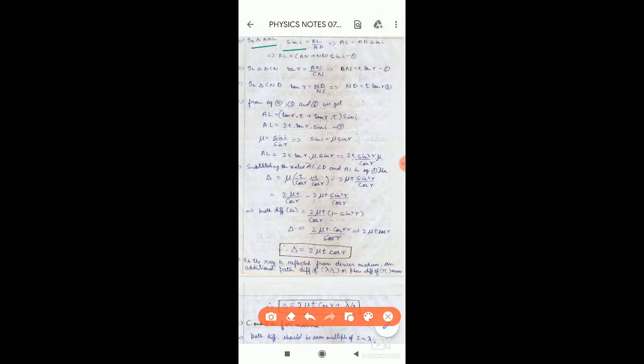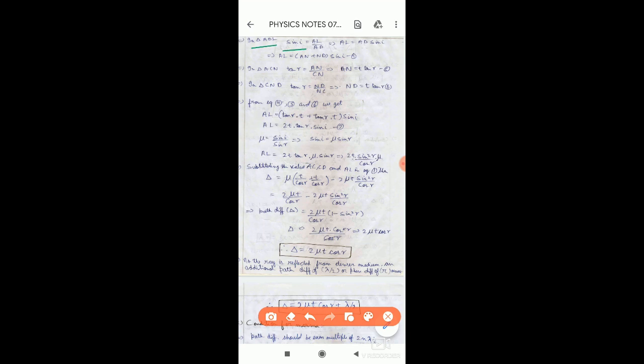Substituting the values of AC, CD and AL in equation 1, we get the effective path difference: mu into T upon cos R plus T upon cos R, minus 2 mu T sin square R upon cos R. So this becomes 2 mu T upon cos R minus 2 mu T sin square R upon cos R. Taking 2 mu T upon cos R common, we get 1 minus sin square R, which by the trigonometric relation equals cos square R. So this becomes 2 mu T cos square R upon cos R, which cancels by cos R. We get the result 2 mu T cos R.